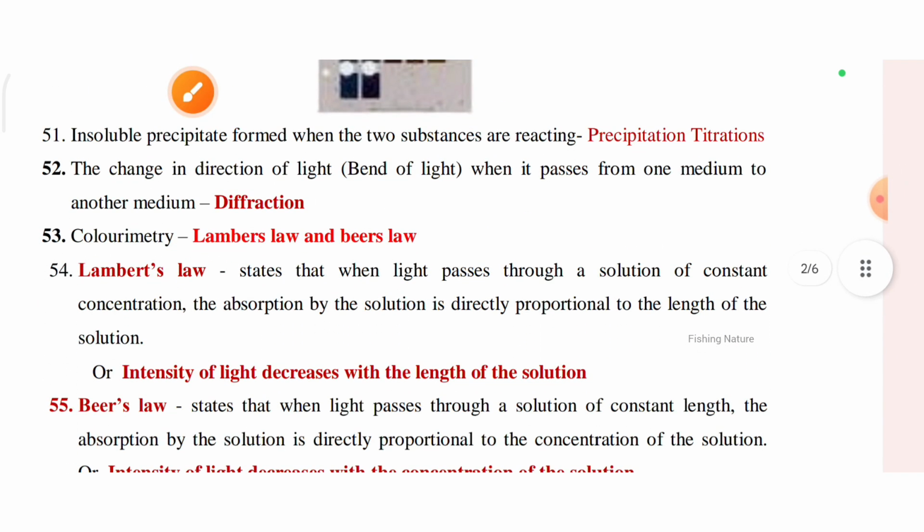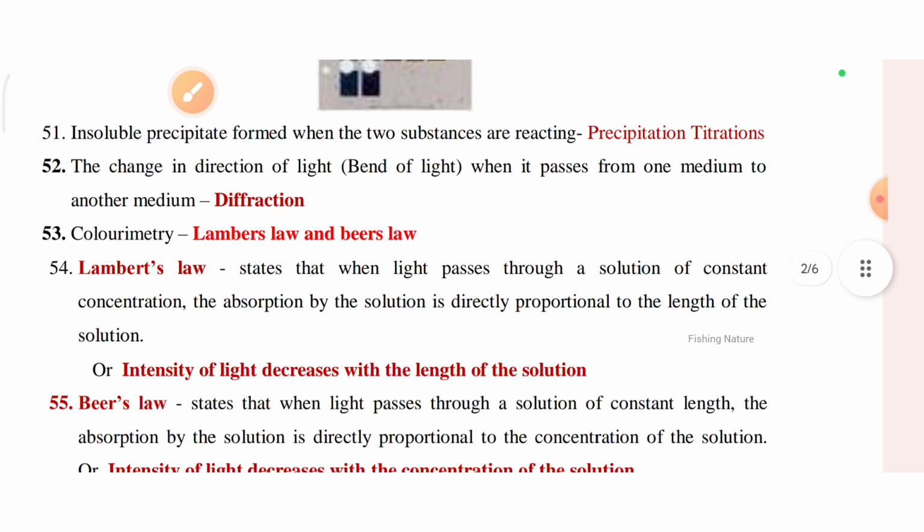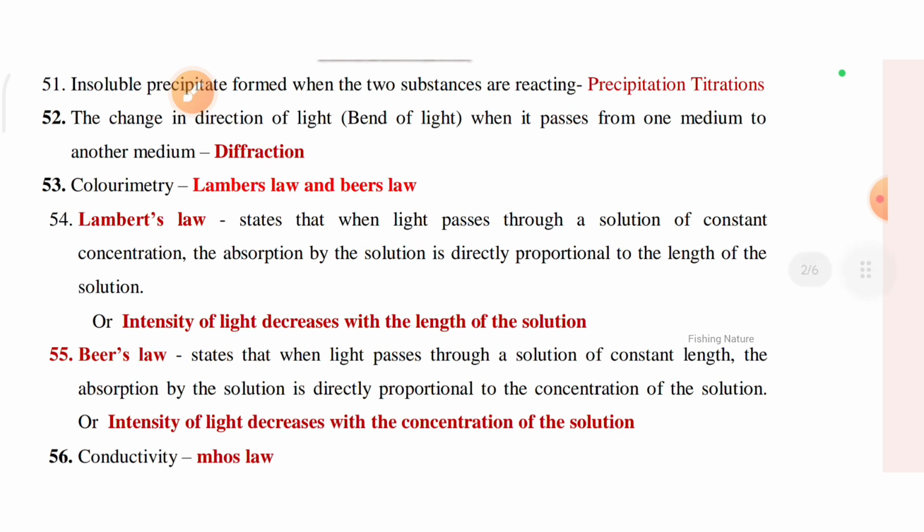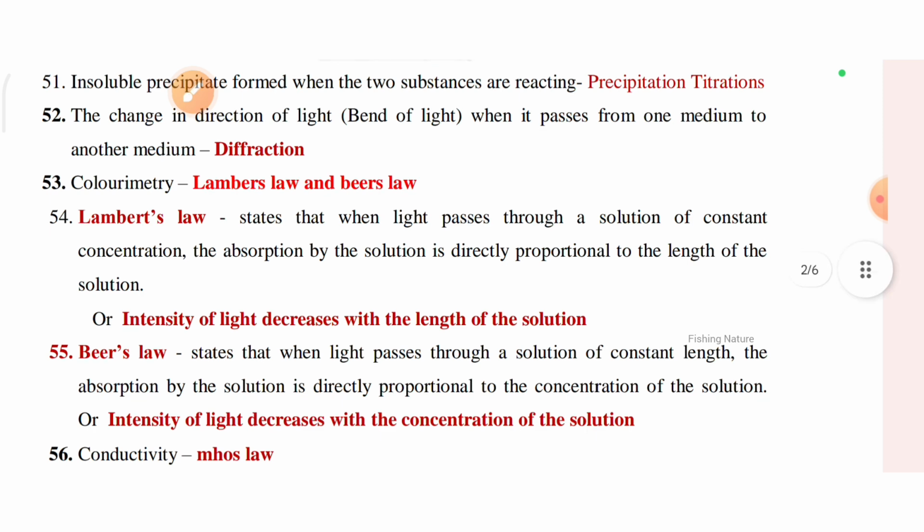An insoluble precipitate formed when two substances react is the basis of precipitation titrations. The change in direction of light, the bending of light when it passes from one medium to another, is known as refraction. Colorimetry is based on Lambert's law and Beer's law, and we use colorimetry for measuring these laws.